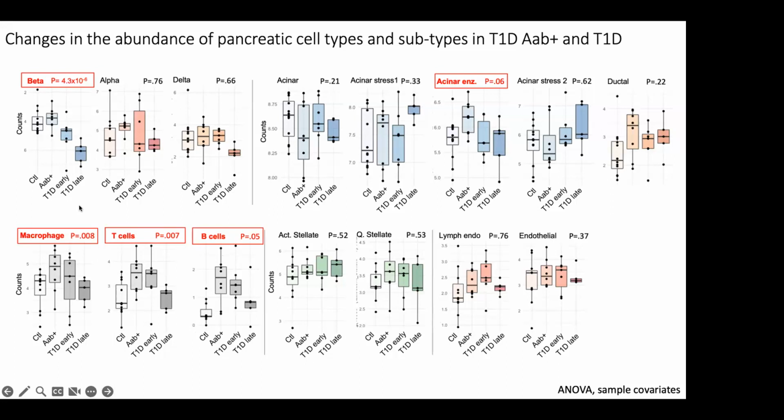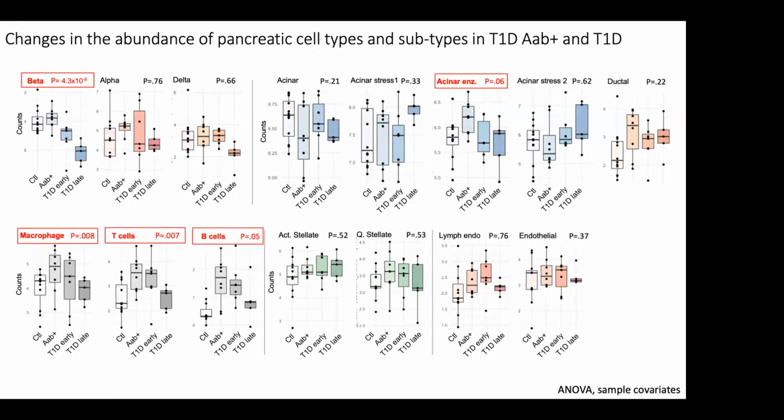So those are the major changes, right? And I think those are expected. Beta cells obviously decrease in T1D, although no evidence for change in autoantibody positive, and an increase in immune cell numbers in both autoantibody positive and early T1D. We also identified some evidence for changes in subtypes of acinar cells. So there was an increase in the high enzyme producing state of acinar cells in autoantibody positive individuals. This wasn't significant, but it was trending in that direction, suggesting that the high enzyme population of cells may be increased in the stages preceding disease.